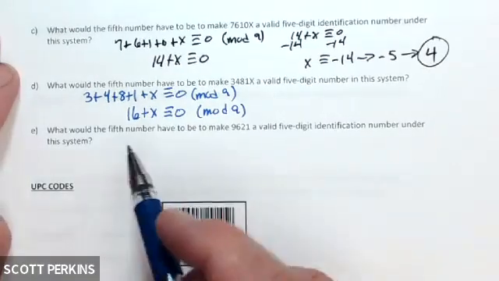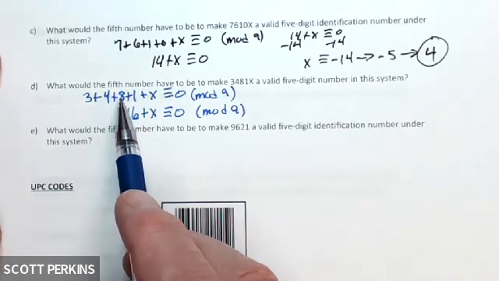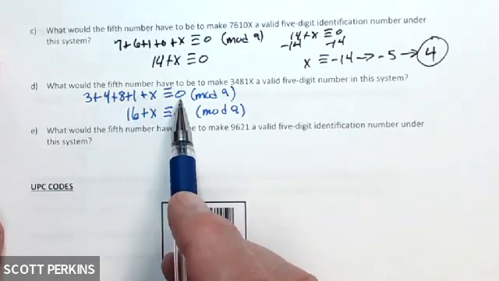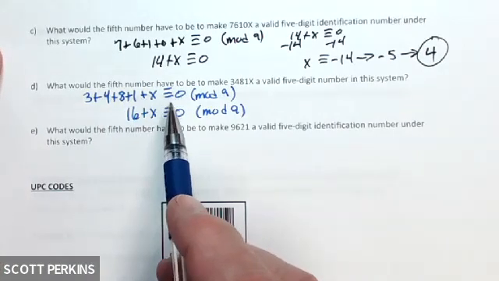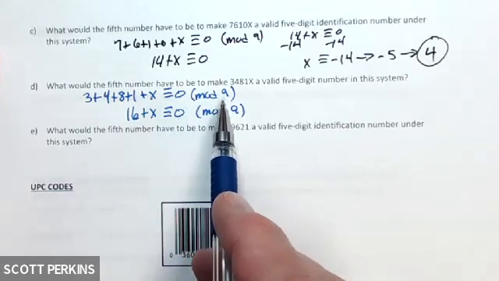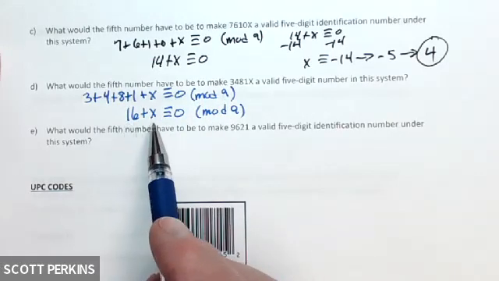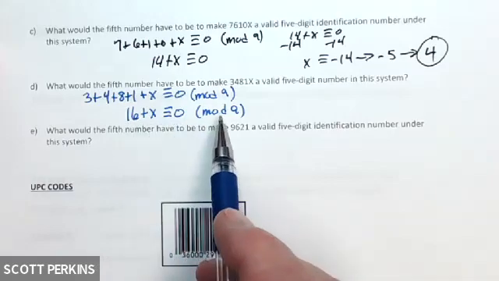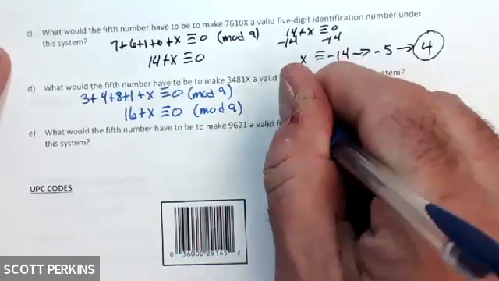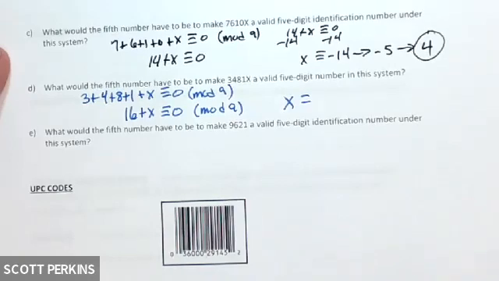Okay, so I added up the numbers, 3 plus 4 plus 8 plus 1 plus x. That has to be congruent to 0, meaning it has a remainder of 0 mod 9. So 16 plus x has a remainder of 0 mod 9. And so what's the only value of x that will fit and make that divisible by 9?